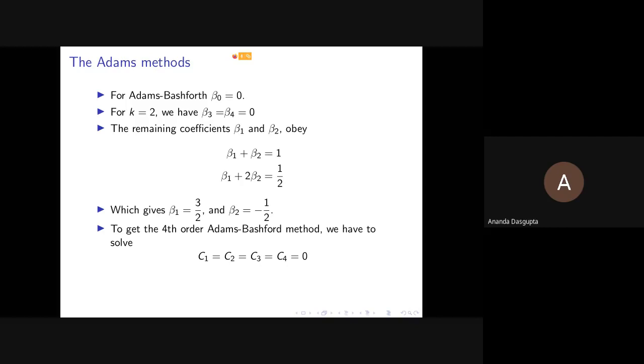For the Adams-Bashforth method, the fourth order, you have to make the first 4 coefficients 0. And this is what the weights come out to be. These weights add up to 1, but they're not really proper weights. These are not weighted averages, note. Plus minus signs.